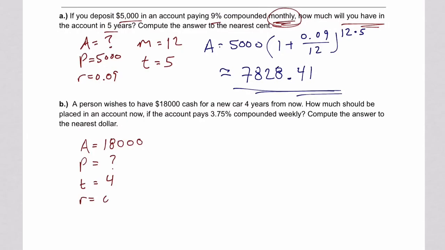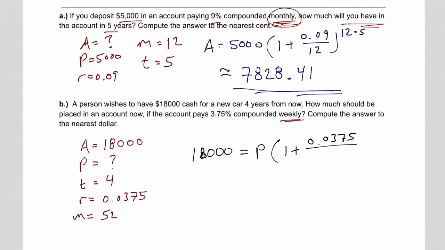The interest rate is 3.75%, so 0.0375 as a decimal. And then finally, compounded weekly. That keyword weekly tells us that M is equal to 52. So if we put this into the compound interest formula, I get 18,000 by itself on one side of the equal sign, P, the thing we're trying to find, and then 1 plus 0.0375 divided by 52, and then raised to the 52 times 4 power.